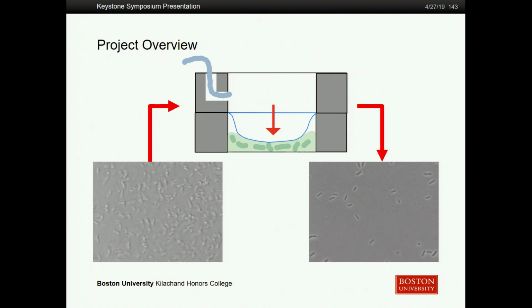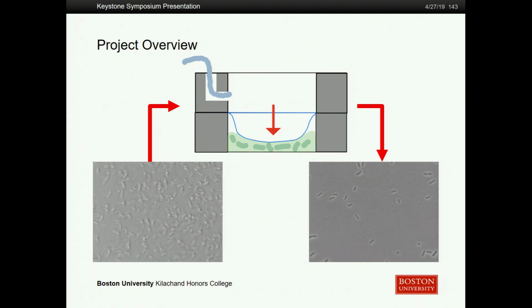On the right-hand side, these cells are now in focus. You can see individualized cells, which is great if you're trying to look at single-cell behavior. And essentially, it's because of our device's main function, which is to inflate down and compress cells.